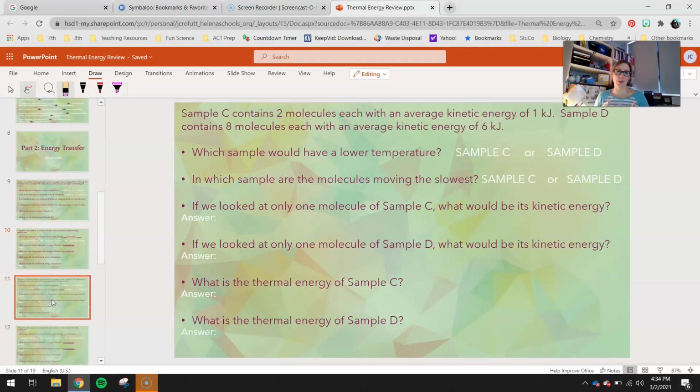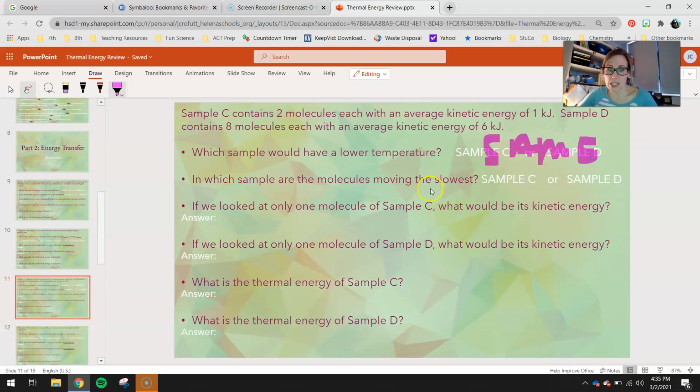All right, new example. So we got sample C contains 2 molecules each with an average kinetic energy of 1 kilojoule, whereas sample D contains 8 molecules each with an average kinetic energy of 6 kilojoules. So for sample C, draw 2 molecules, add in 1 kilojoule of energy to each of those. Okay, sample D, draw 8 molecules, so 8 circles, and then add in 6 to each of those. Okay, and then answer these questions here, which would have a lower sample or temperature, either sample C or sample D. Remember, if they have the same, you guys can write same here.